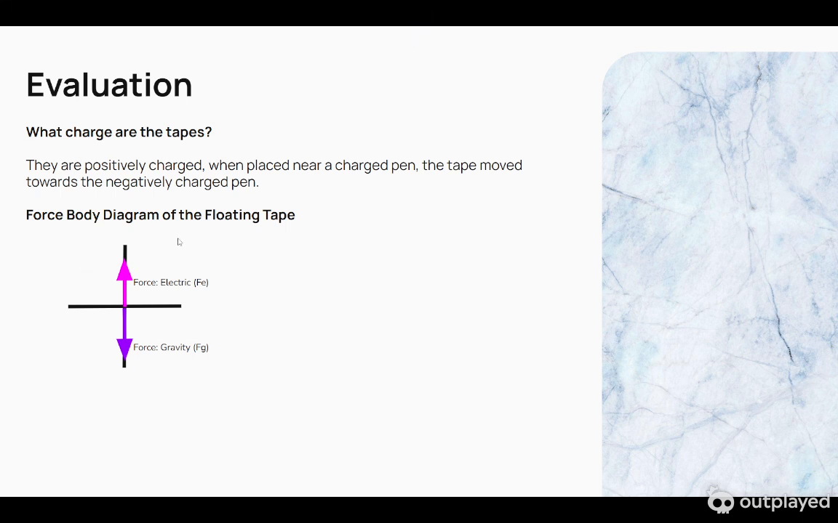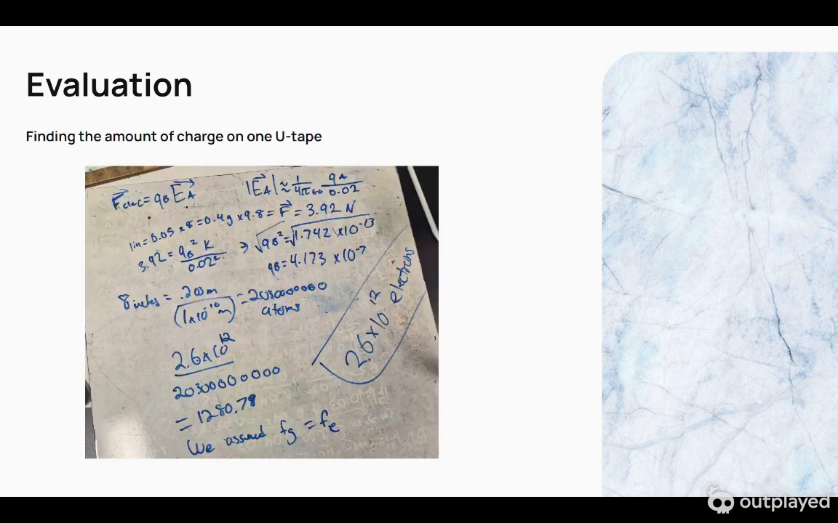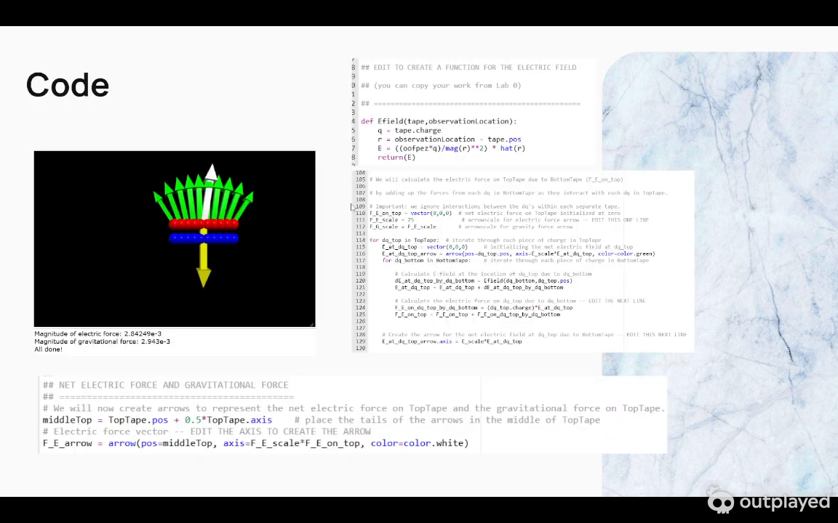And then the force body diagram, the floating tape, we have the electric force going in the positive y direction and the force of gravity in the negative y direction. Here is the math to find out the charge of the U tape. So we found the force of the electric force right here, setting that equal to the force of gravity, and then also making sure to include the surface area, to then find that we have 2.6 times 10 to the 12th electrons, and then our electric force is going to be 3.92 newtons.